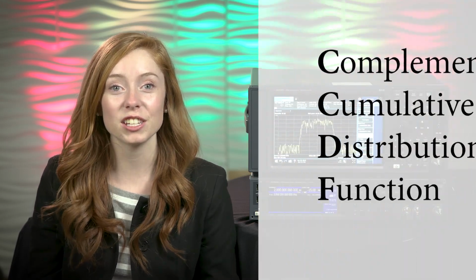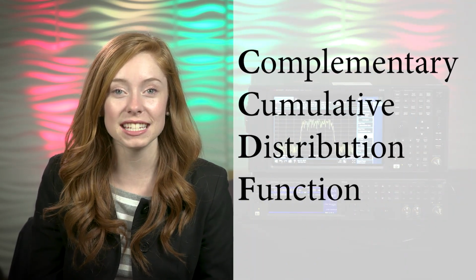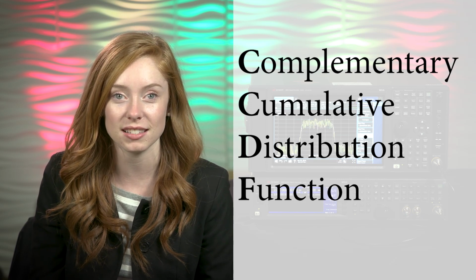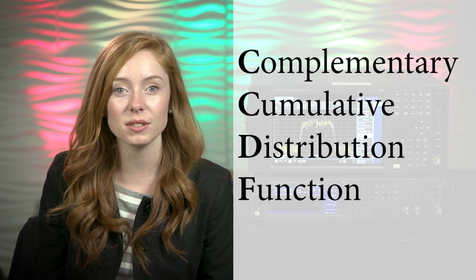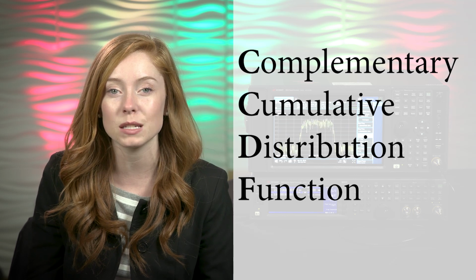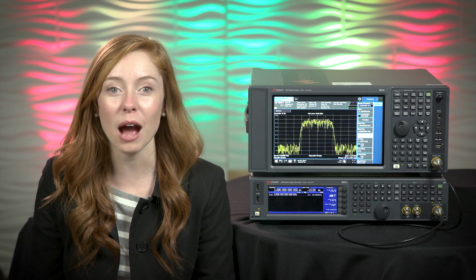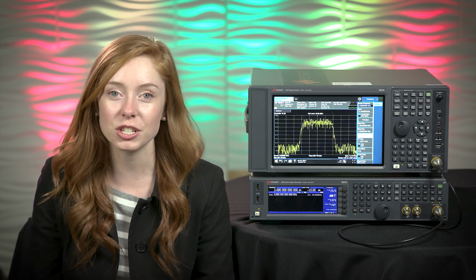A complementary cumulative distribution function, or CCDF, is helpful for determining design parameters for digital communication systems. A CCDF curve shows us the probability a signal is at a specific power level. Because signals below the average power level aren't going to clip or distort, we only care about signals above the average power level. The horizontal axis is the signal's power relative to the average power, measured in dB.